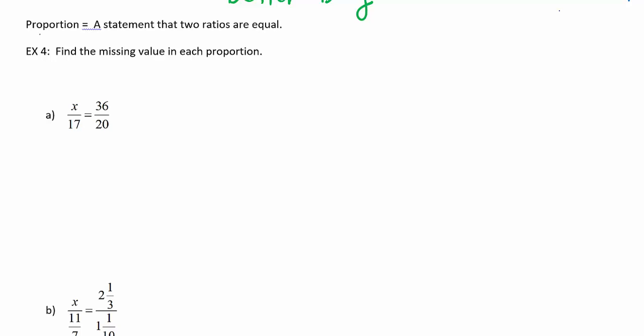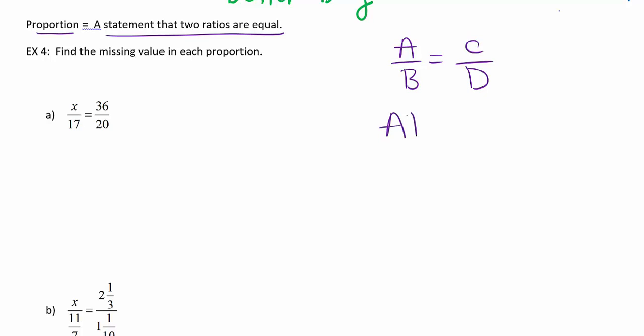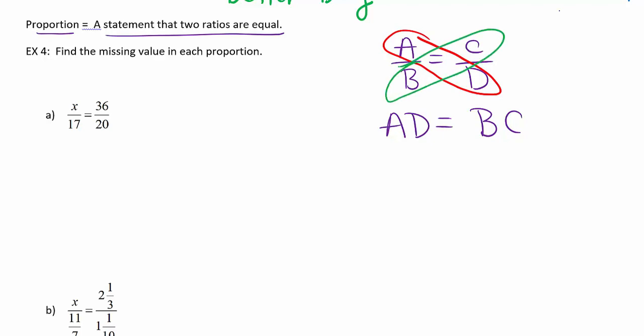Now, a proportion is anytime you set two ratios equal. So a proportion will always have two fractions that are equal to each other. And the way to work with proportions, if you're asked to find a missing value or an unknown in a proportion, is it turns out that the cross products are always equal. What I mean by that is if you multiply at an angle, the A times D and the B times C, those things are always equal to each other.